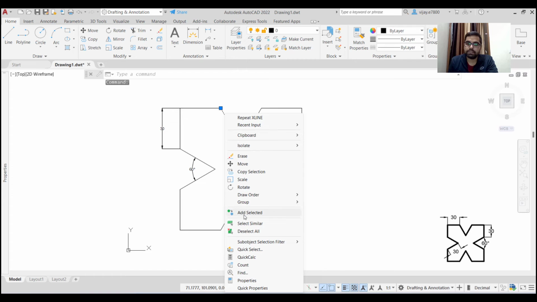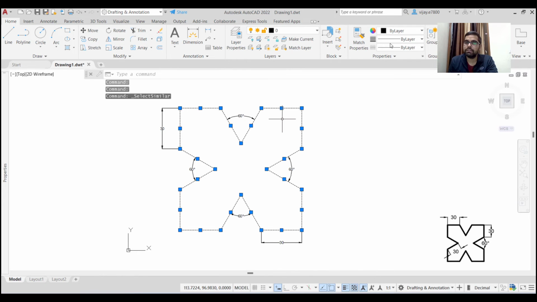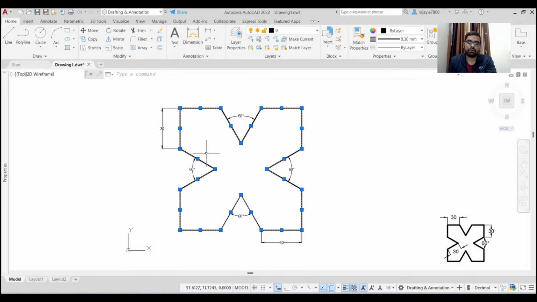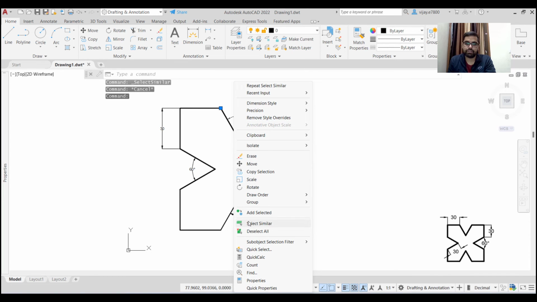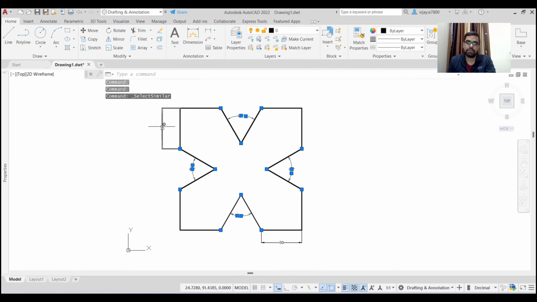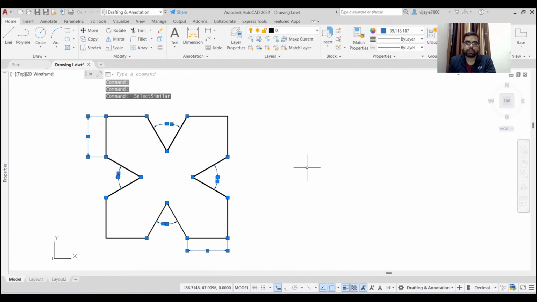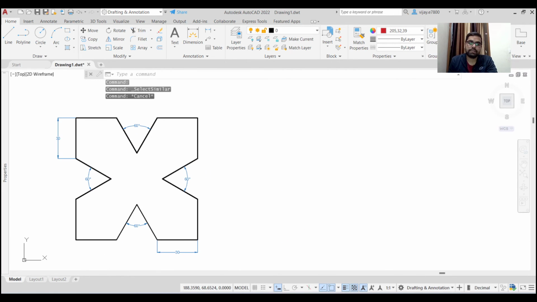change the line thickness. So select all the similar lines and change line weight. Okay, now the drawing looks a little bit better. Now we can change the dimension color as well. So select all the dimensions, select similar, and then change their color to whatever else color you want. So this is our drawing. Now let's take a look.